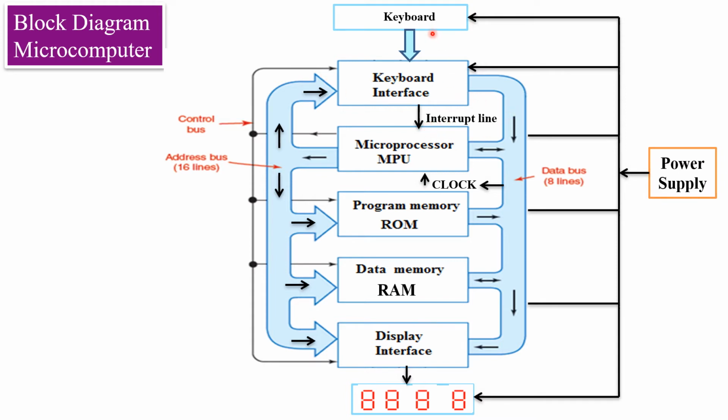Now when the data from the keyboard is entered, then the keyboard interface, which is in between the keyboard and MPU, comes into play. So what is the function of this keyboard interface? The keyboard interface is a device that interfaces the keyboard to the computer. The main function is to inform the computer when a key or instruction is inserted from the keyboard. So it keeps on interrupting the microprocessor.